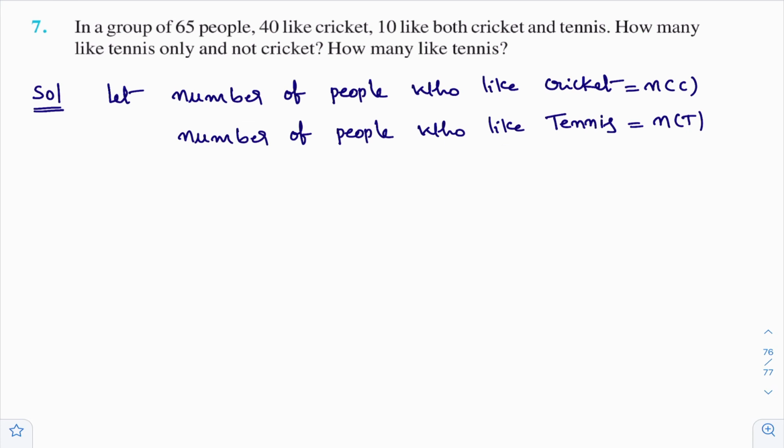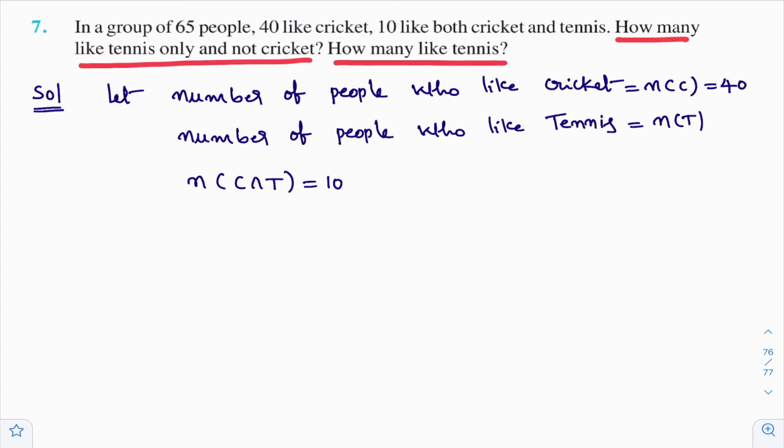Okay. They given in the question 40 like cricket. That means they given that n of C is 40. And they given 10 like both cricket and tennis. That means they given that n of C intersection T equals 10. What is the question? How many like tennis only but not cricket?